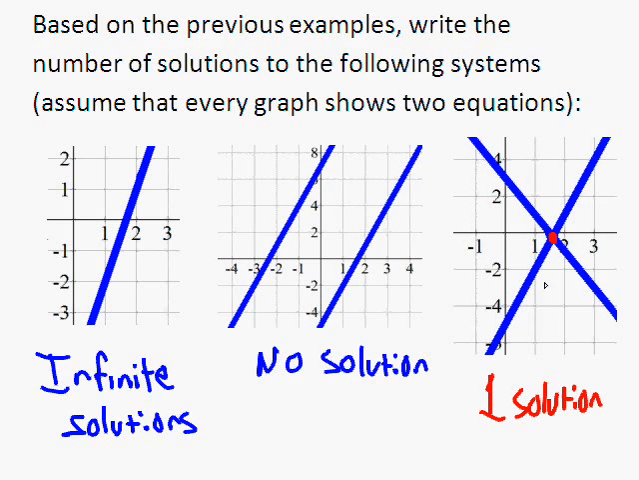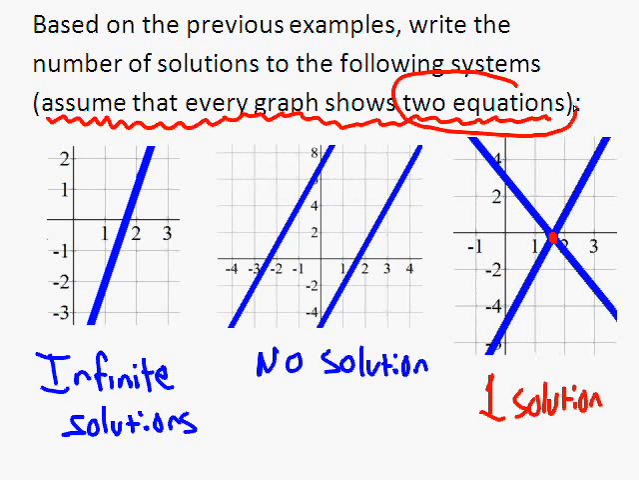Again, the reason for the first one we could assume there were infinite solutions is because we were told in the beginning that every graph shows two different equations. Since this graph showed two different equations, we were left to assume that one equation was on top of the other, because again, they told us that the graph should be showing both equations. So that ends today's lesson on solving linear systems by graphing.